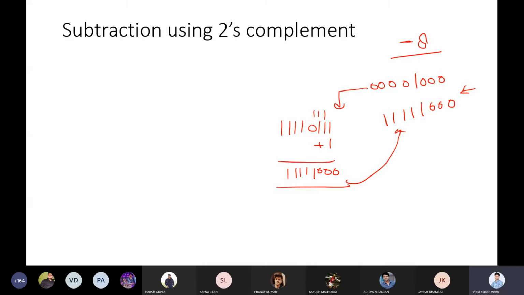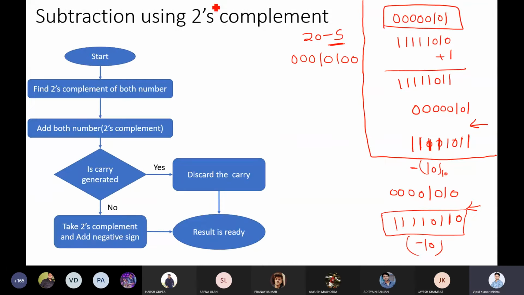Cool. So now let's solve 20 minus 5 with the help of 2's complement. We have represented 20 this way and 5 this way. So this is your 2's complement. You have to add, so let me put it here.